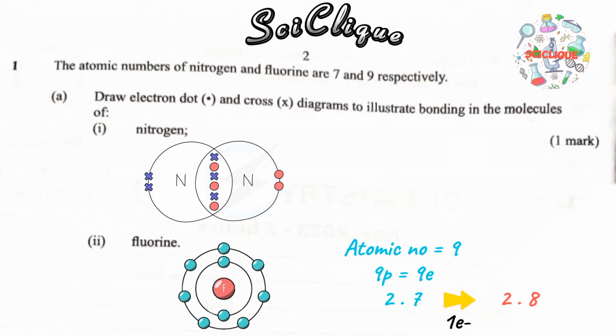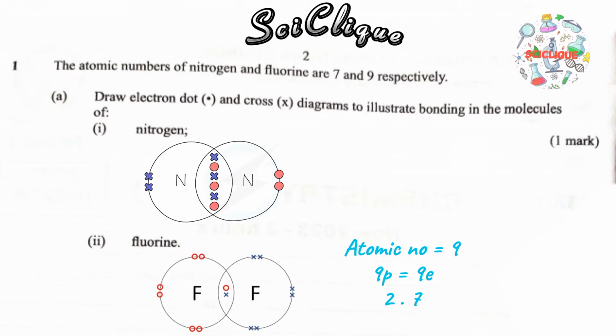So therefore each fluorine atom will need to share 1 valence electron with the other. Fluorine has a total of 7 electrons. So if you're sharing 1 electron, that leaves us with 6 unbonded electrons as illustrated. The 1 shared electron is going to be in the overlapping orbital, and there we have it.